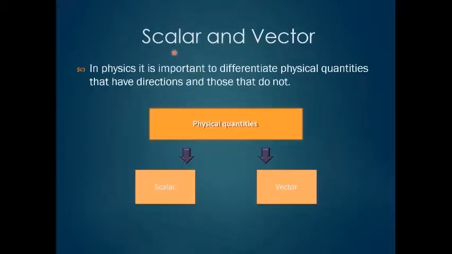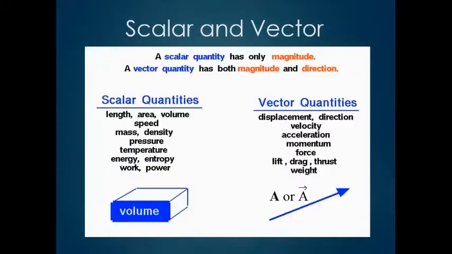So in physics, it is important to differentiate physical quantities to quantities that have directions or not. So quantity tu dinamakan sebagai scalar quantity and vector quantity. So scalar quantity has only magnitude. So for example, length, area, volume, speed, semua ni adalah scalar quantity.